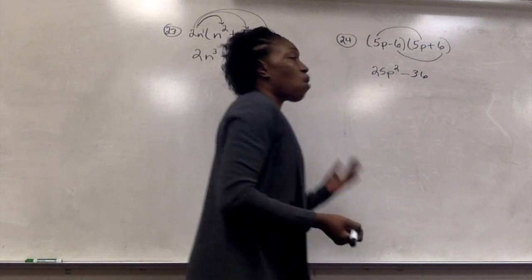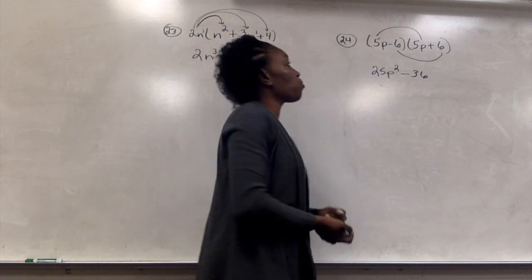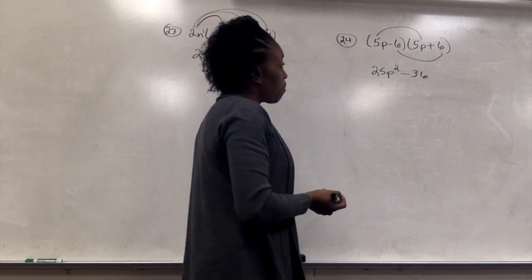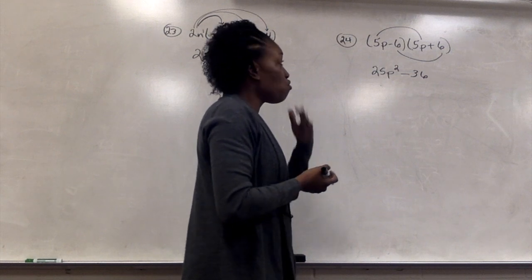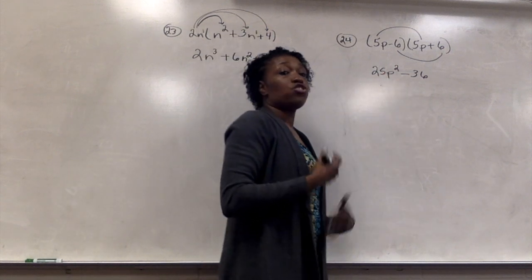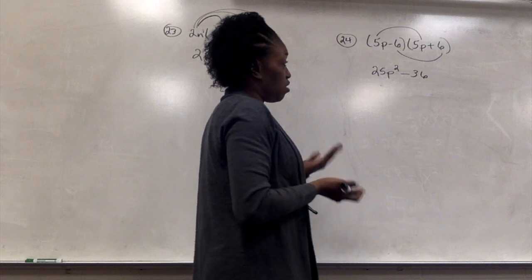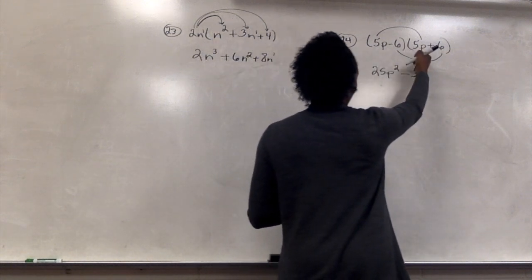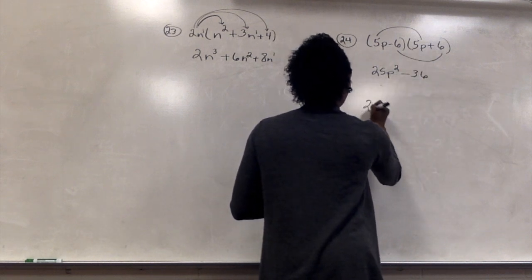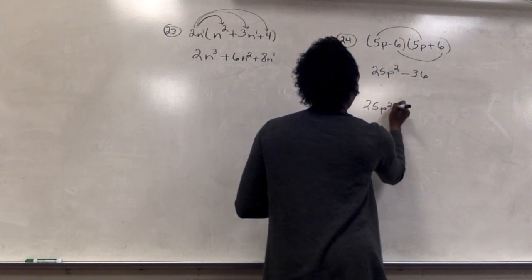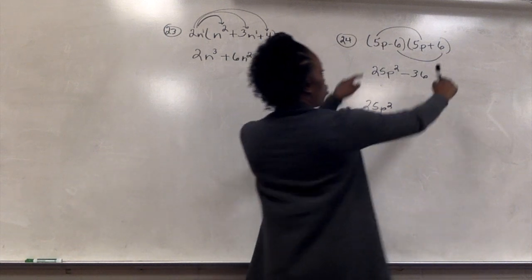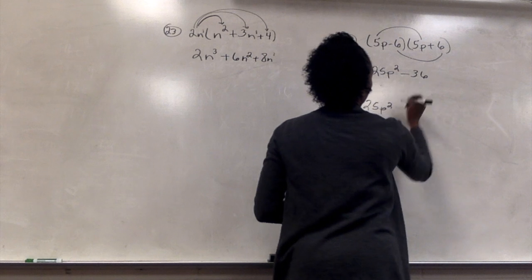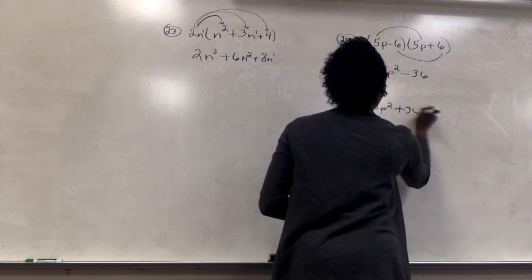Now, this only works when the terms are identical to each other and the signs are opposite. If you just can't remember this, just do the normal FOIL method and you'll see it still comes out to be the same. So I'm going to do first, which is 5p times 5p, which is 25p squared. Outer would be the 2 outside terms. 5p times a positive 6 is a positive 30p.